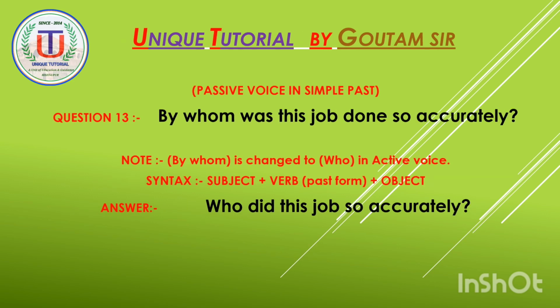Question number 13. By whom was this job done so accurately? The sentence is in passive voice in simple past tense. I mentioned that who will become by whom in passive voice, and if it is there, by whom, then in active voice it will become who. So the syntax will be subject plus verb past form plus object. According to the structure, the answer will be: Who did this job so accurately?